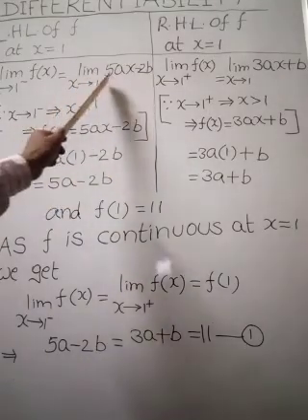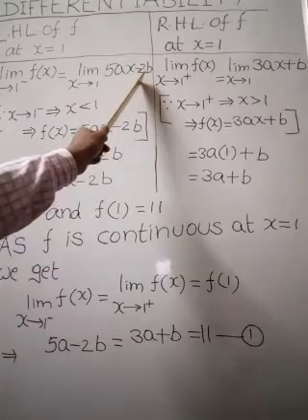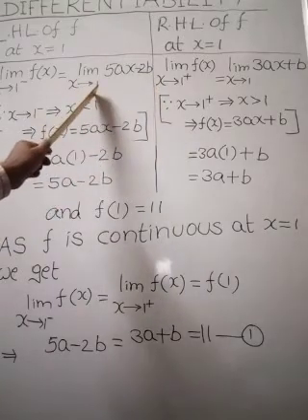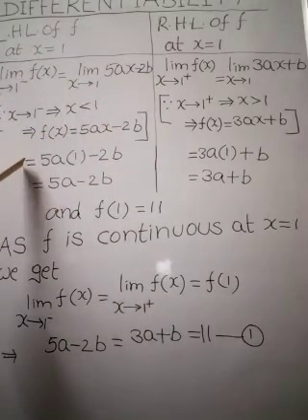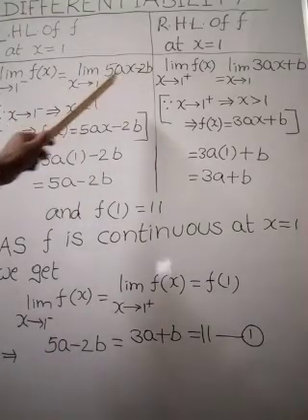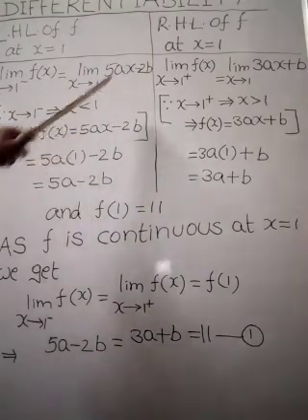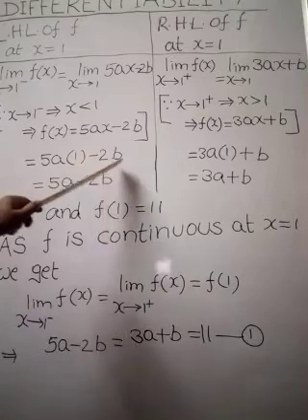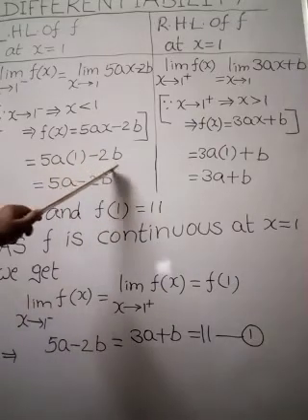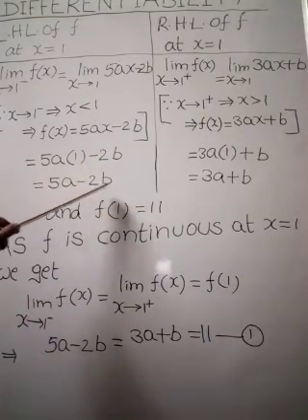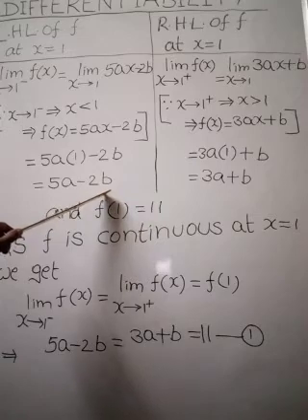Right. Now we are going to find the limit of this function as x tends to 1. This implies substitution method. So 5a into x means 1, minus 2b. By simplifying these terms, we get 5a minus 2b. Understood this step, my dear children?